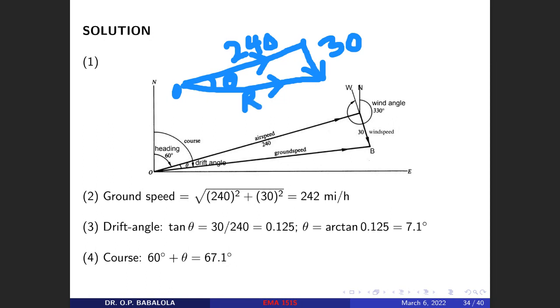Okay, so the ground speed is very straightforward to compute. And what are we using? We're using the Pythagoras theorem here. This is the resultant, this one. So we have used Pythagoras to compute this. 240 squared plus 30 squared, and you take the square root of it, and you find your ground speed, which is your resultant speed. Is that fine? Do we agree to that?